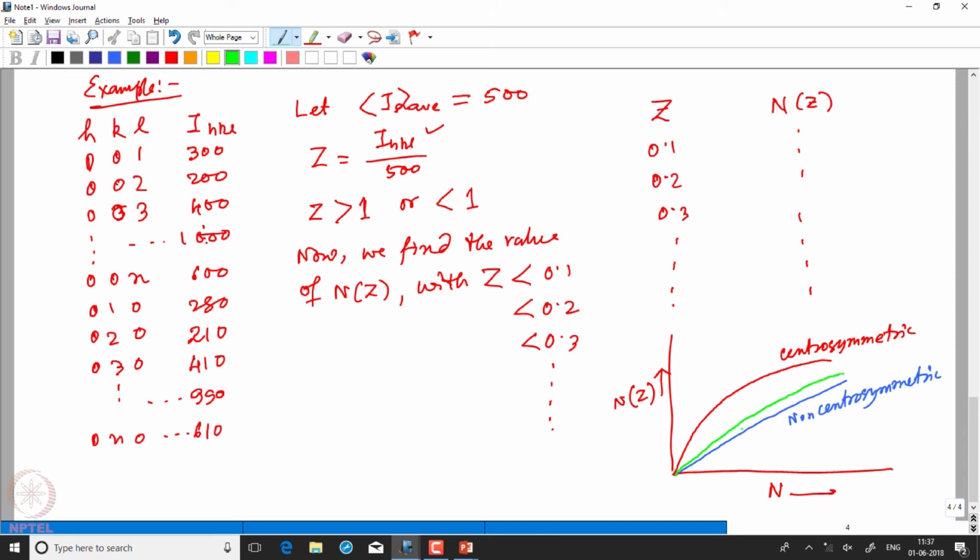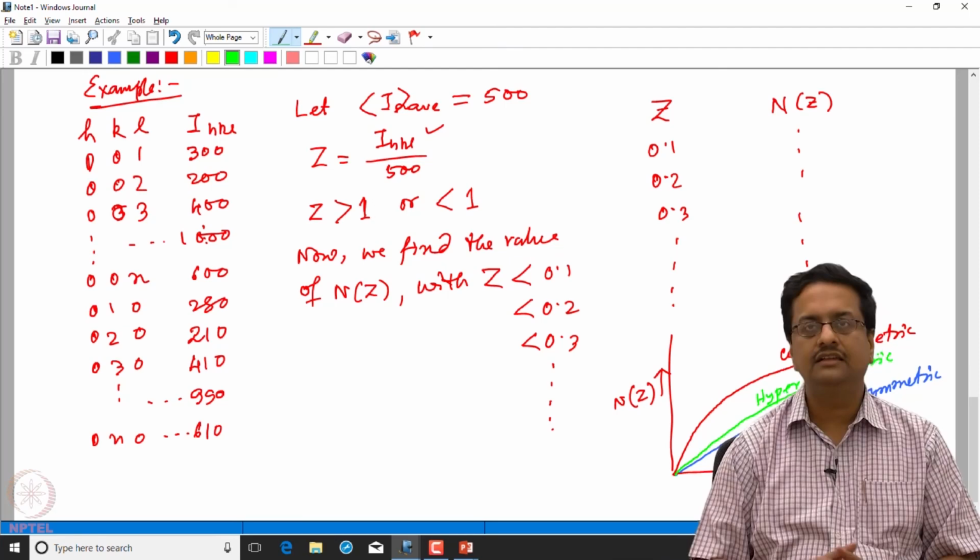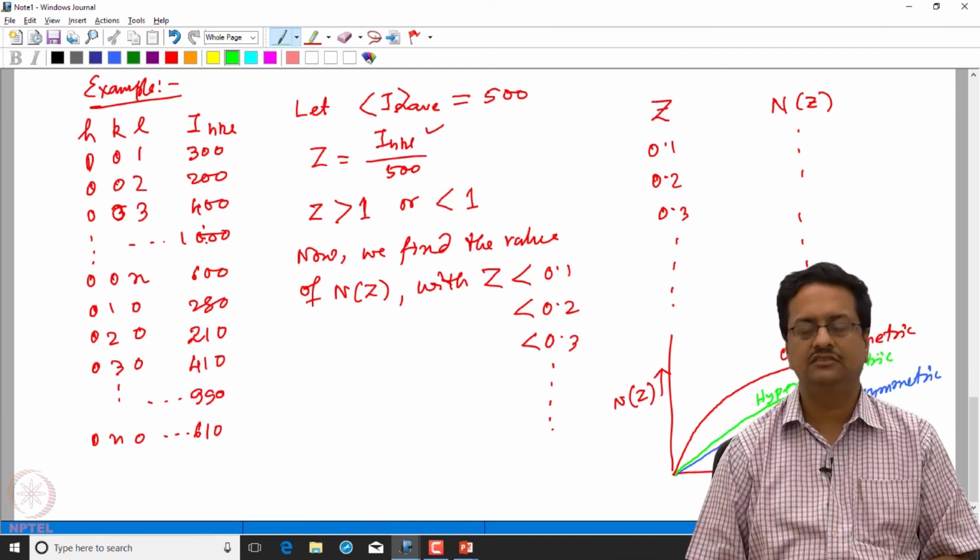So it will go nearly a straight line, but with some curvature in it, and then you identify it as a hypercentric structure. So this happens when either your molecule has a center of inversion, but that center of inversion does not lead to a centrosymmetric structure, or that center of inversion does not coincide with the center of inversion of your lattice. In that case, you end up getting a hypercentric distribution.